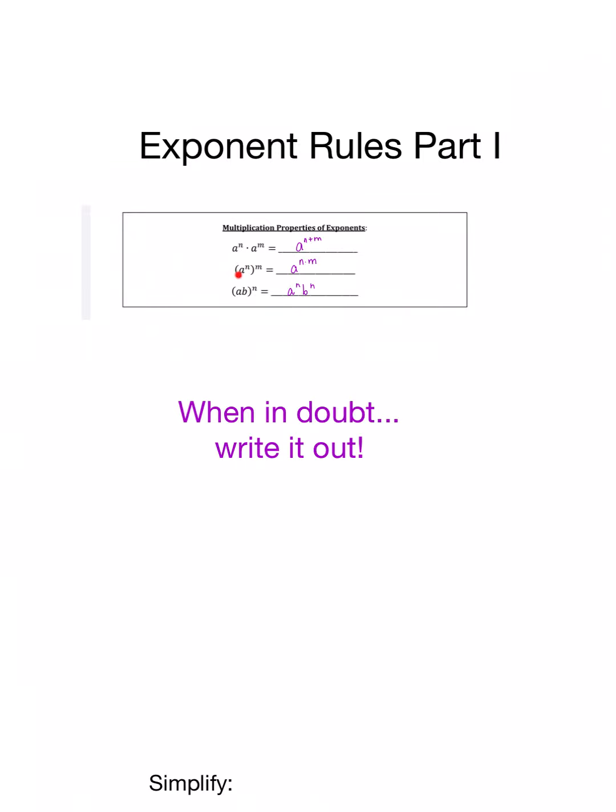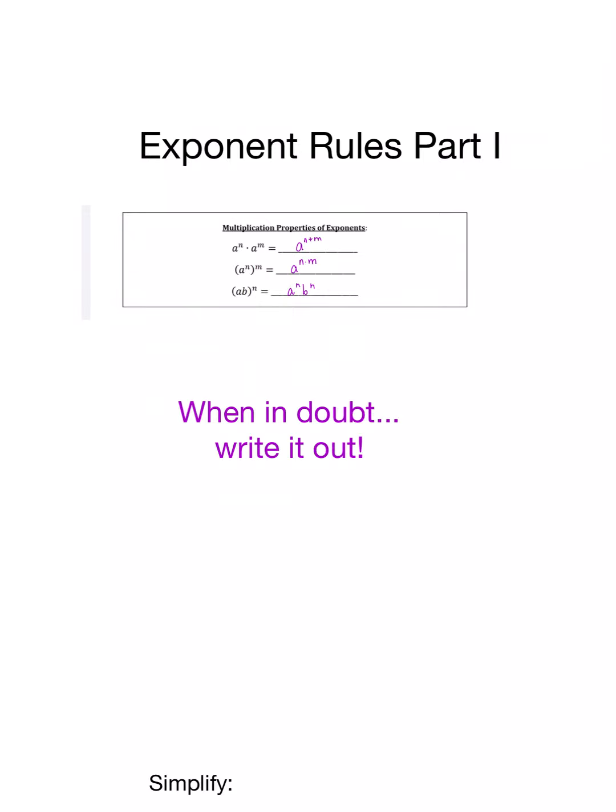If you have a term that's raised to an exponent, raised to another exponent, you can multiply their exponents. Finally, if you have a term that is being raised to an exponent with several different variables, or a coefficient, you can distribute that exponent to each piece, equaling a to the n times b to the n. Whenever you are in doubt, though, please write it out. That's a good way to eliminate a lot of mistakes.